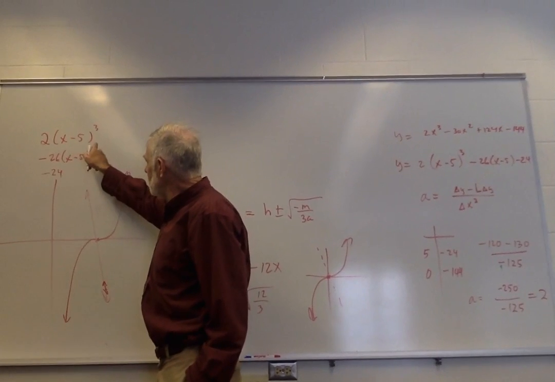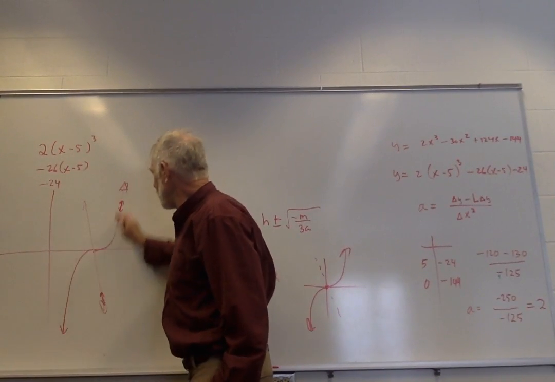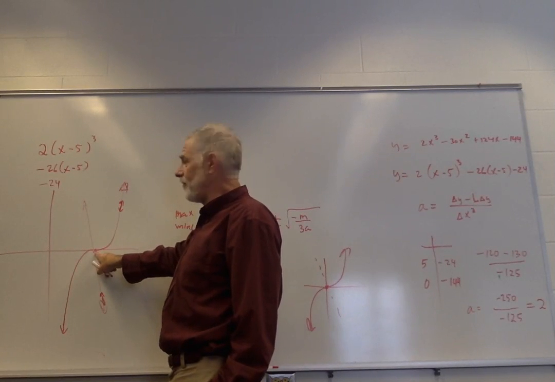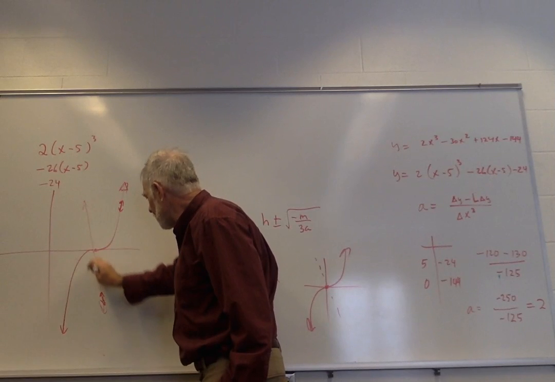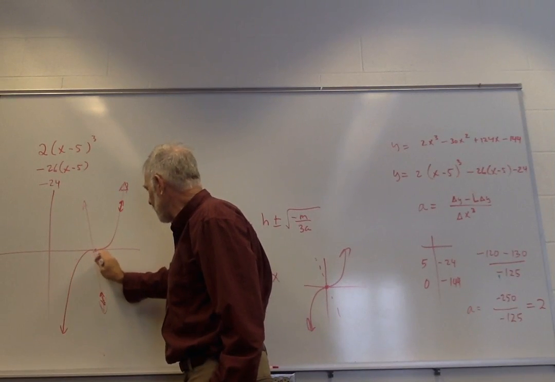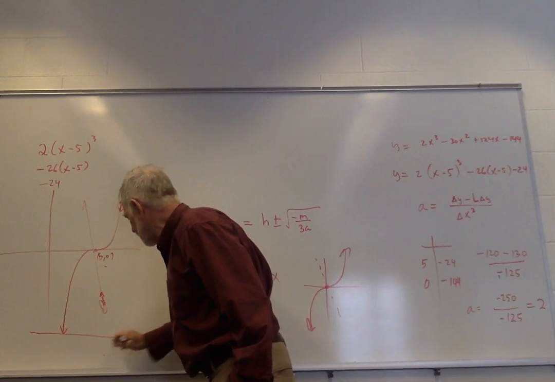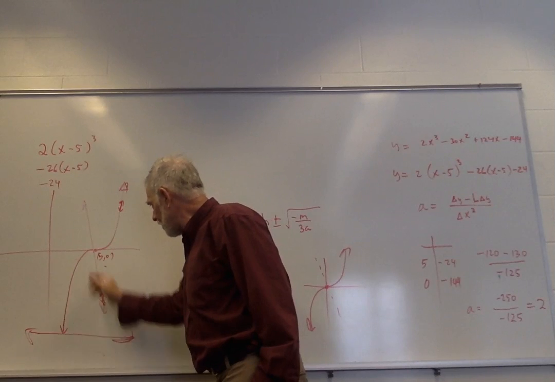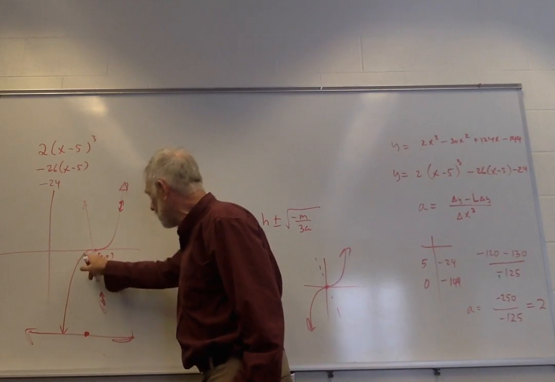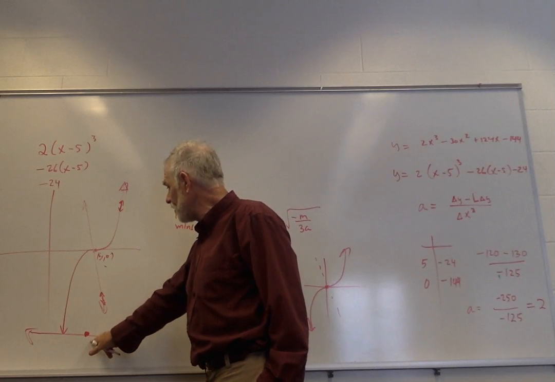So what does the graph of 2x minus 5 in parentheses cubed look like? Cubic, rate of change at 5, 0. Minus 26, x minus 5, linear component cutting through at 5, 0. Negative 24, a constant of negative 24, which is simply going to move this graph down to this location because both of these are values of 0. And so we get our point of inflection down here.